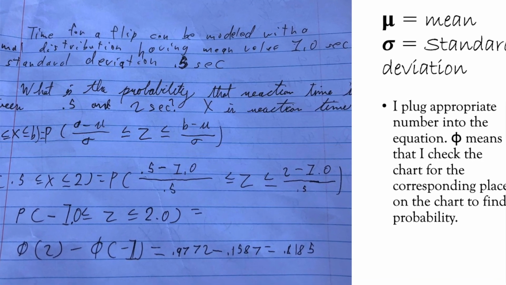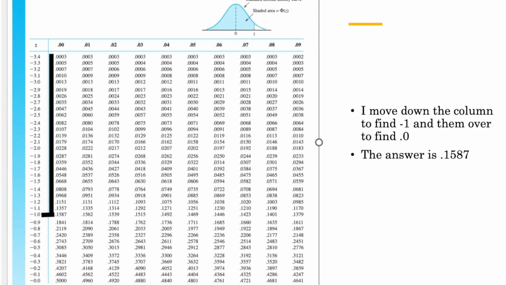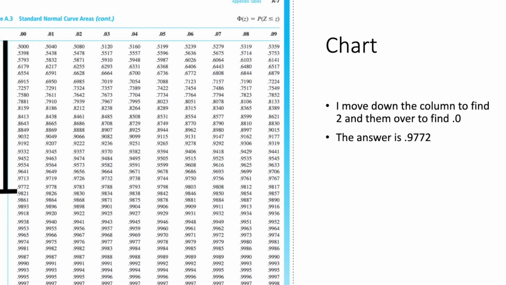For example, we're trying to do a dance routine and there's a flip in it, so we're trying to figure out how much time we can allocate for the flip. So we'll just say the flip is modeled with a normal distribution having a mean value of 1 second to complete and a standard deviation of half a second. What's the probability that the time to complete the flip is between 0.5 and 2 seconds? So here I plug and chug the numbers and I end up with 0.8185, or an 81.85% chance.